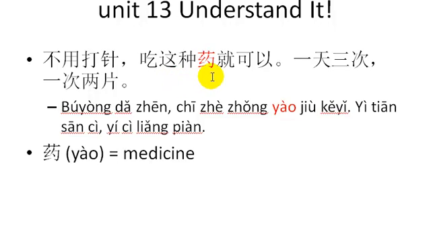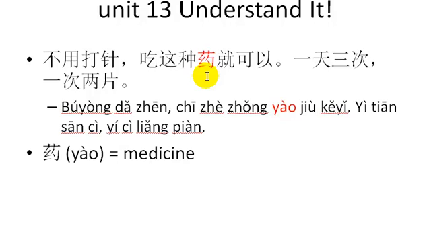吃这种药就可以,一天3次,1次2片. Okay, so first here we have 药. 药 is the word for medicine. So 不用打针,吃这种药. Now, in English, we take medicine. Okay, verbs and nouns work together differently in different languages. So in English, we take medication. But in Chinese, you don't take medication through your mouth. You can take medication from the cupboard in Chinese, 拿药.